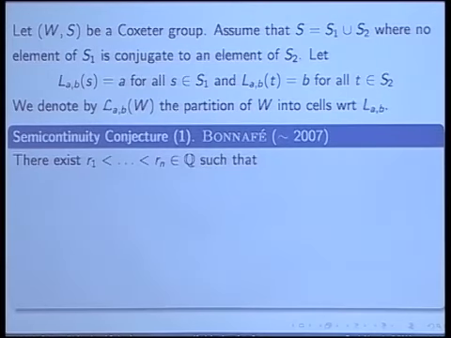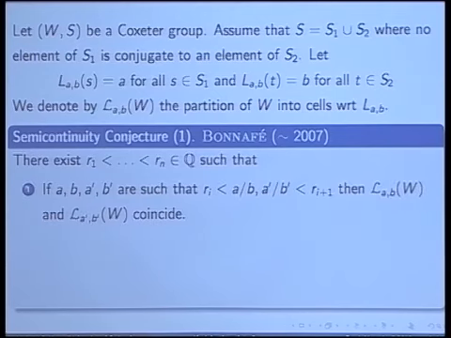And the partition into cells associated to this weight function, I denote it by curly L_{a,b}(W). This is the partition of W with respect to this weight function. So the first part of the semi-continuity conjecture of Bonafé tells you that there exists a finite number of rational numbers R_i such that if you take two parameters a, b, and two different parameters a prime, b prime, such that the ratios are in between R_i and R_{i+1}, then the partitions into cells should be the same.